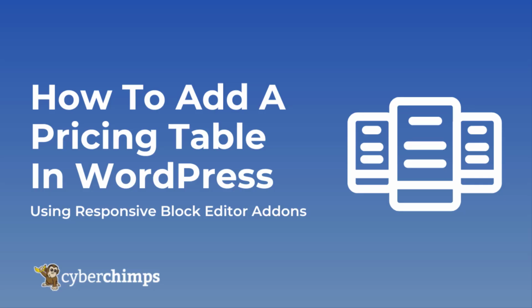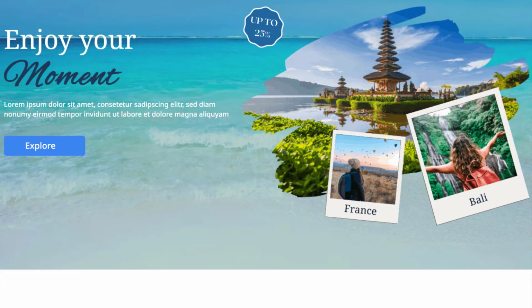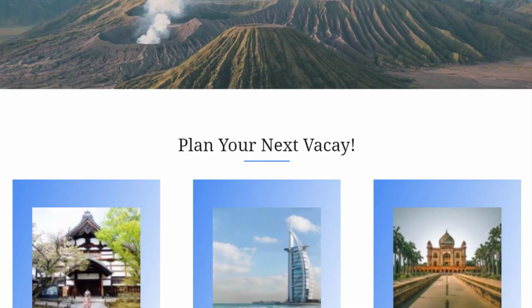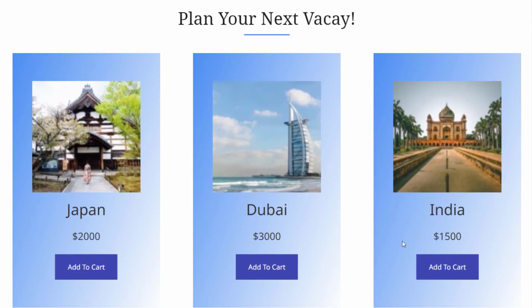In this video, we'll show you how to add a pricing table in WordPress using the Responsive Block Editor Addons. First, let me show you what a pricing table block looks like. The pricing table block allows you to showcase responsive pricing tables with a comparison of features and your various membership options. It allows adding item names, images, descriptions, and prices.